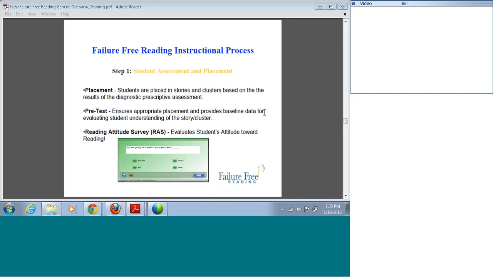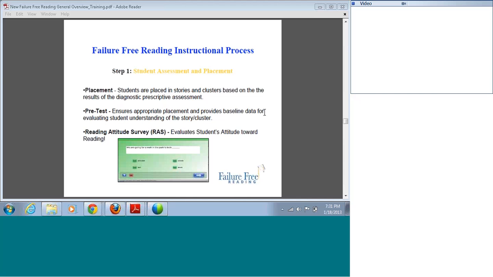So students take the diagnostic prescriptive, they have a challenge level identified, and then from that challenge level, what will happen is the student will be placed in a particular story or cluster. Story applies to the elementary solution, cluster applies to the verbal master program. Once they've been placed in that story or cluster, the very first thing that the student will do is take a pretest for that story or cluster.